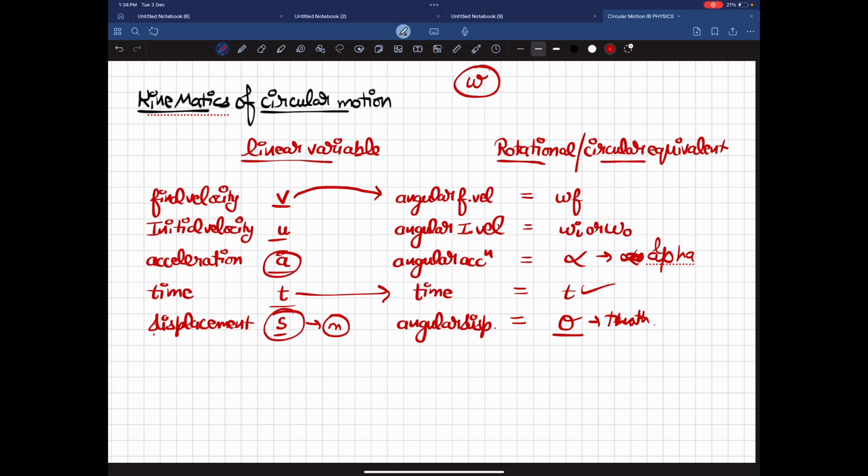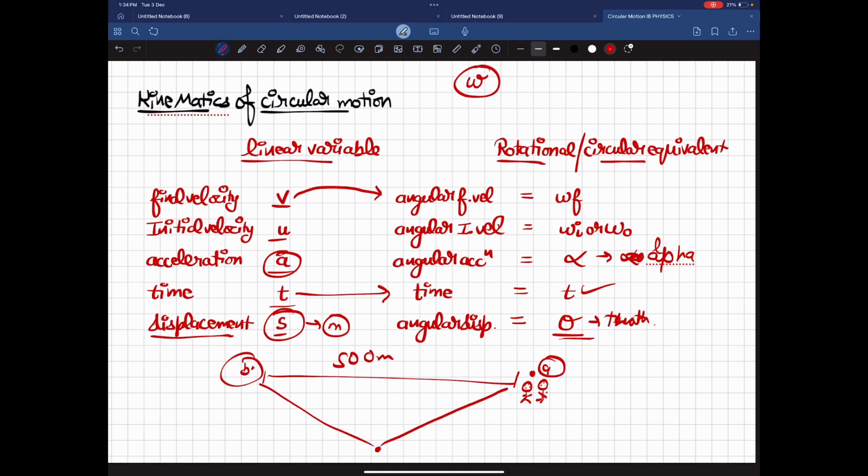Alright, what is the difference between displacement and theta? I'll give you one example. Let's say there is point A, there is point B. Both are 500 meters apart. And let's say two people are racing. This is your best friend and this is your second best friend. And you're sitting in between, away from both of them. You have a vision that covers complete track. Alright. Now, both of them are racing for 500 meters. So the displacement they will be covering is 500 meter.